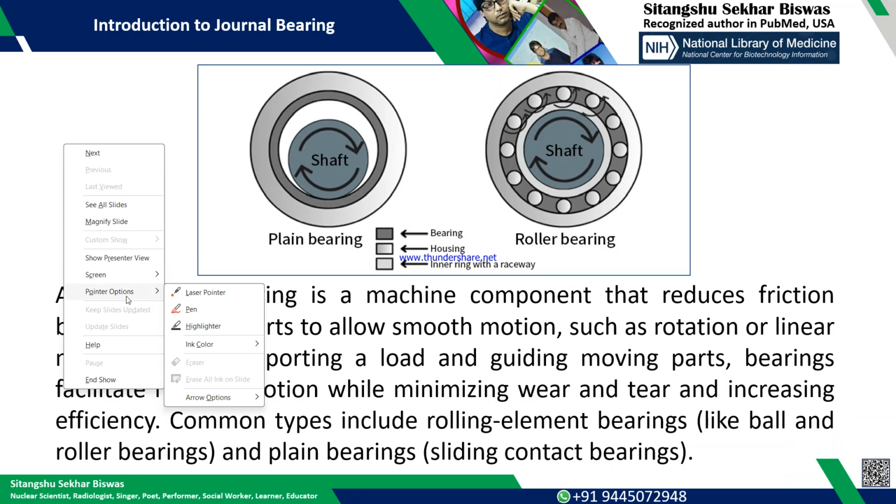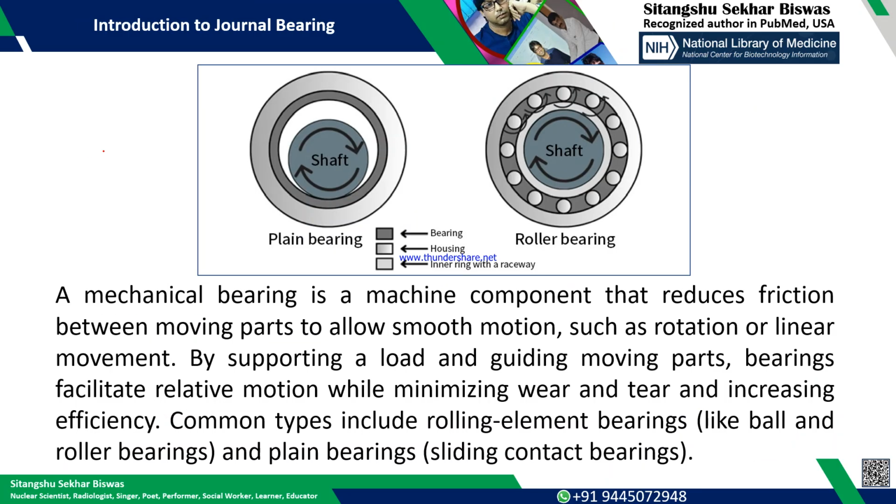So, what is a bearing basically? A bearing is a machine component that reduces the friction between moving parts to allow smooth motion, such as rotational motion or linear movement. By supporting a load and guiding moving parts, a bearing facilitates relative motion while minimizing wear and tear and increasing the efficiency.